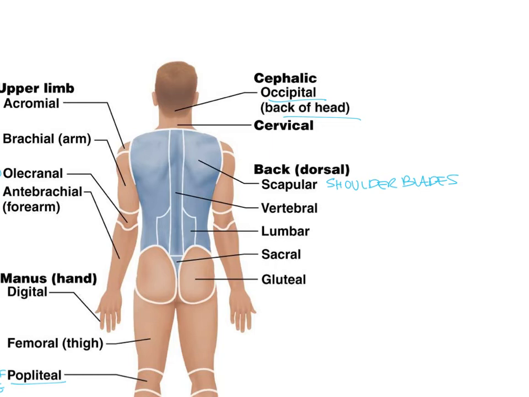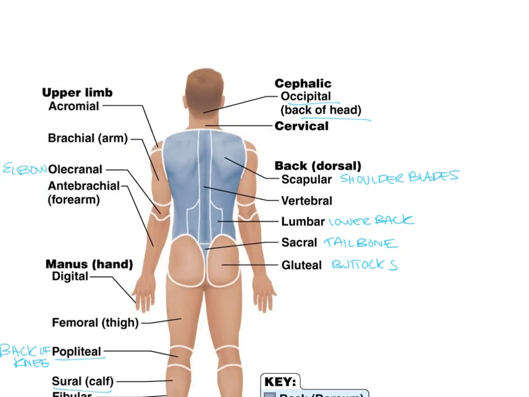You have your lumbar, which is your lower back. Your sacral is the area above your tailbone. If you're familiar with the scientific name for tailbone, it's your sacrum. And then gluteal is your buttocks. And if you're familiar with the name of the muscle of your butt, it's the gluteus maximus. So that should make sense considering that area is called gluteal.